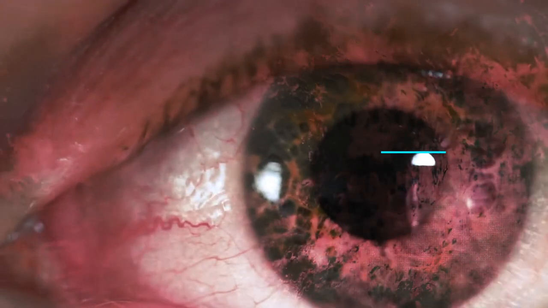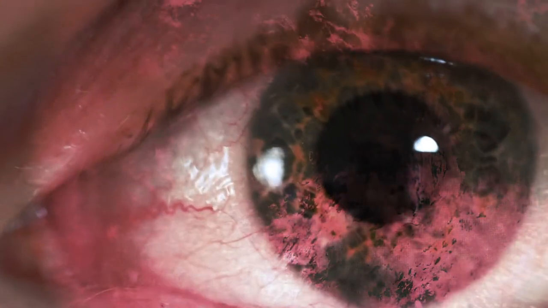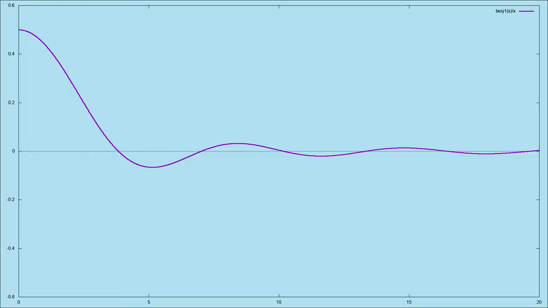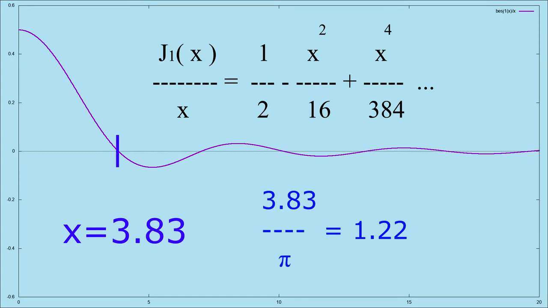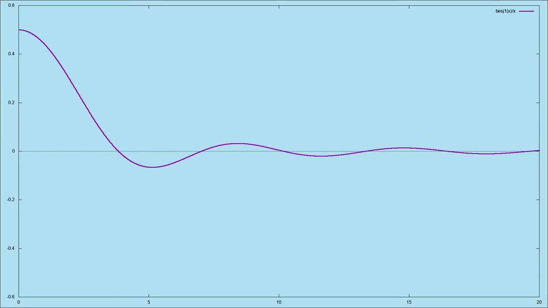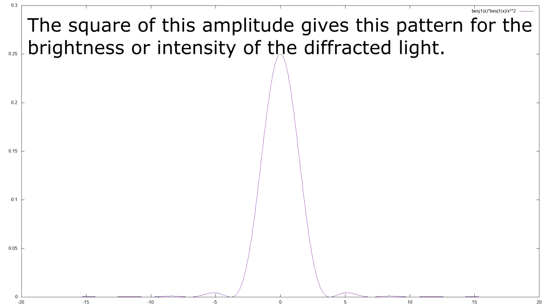Near the center line of the circular diffraction, the amplitude of the electric field looks like this. The name of this curve is the Bessel function, J1, divided by x. This function first becomes zero at x equals 3.83. Dividing this number by pi gives 1.22. The square of this amplitude gives the pattern for the brightness or intensity of the diffracted light.